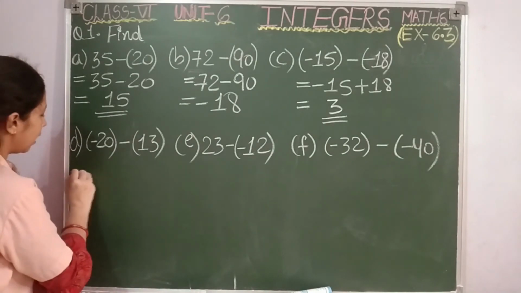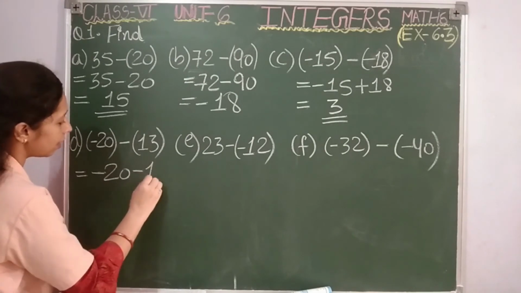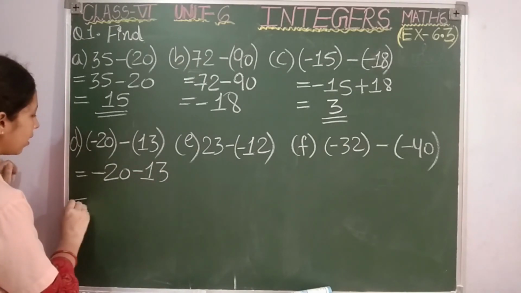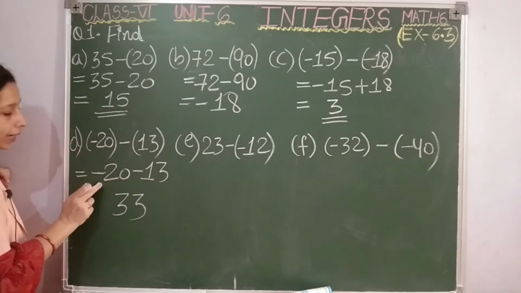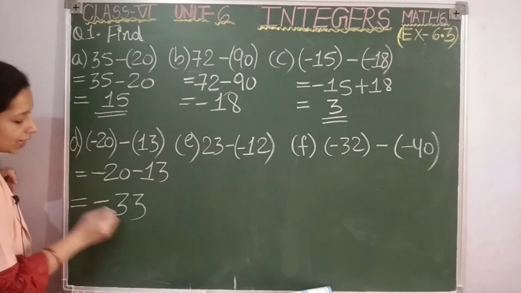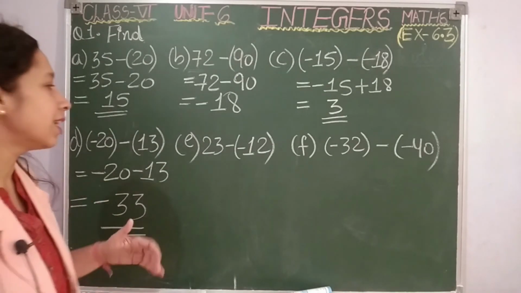Now students, here minus 20, then minus plus minus 13. Both the integers are negative. We are going to add. 20 plus 13 will give us 33. 20 is the greater number with negative sign. In the answer also put negative sign. If you know the rules, very easily you can solve the integer chapter.